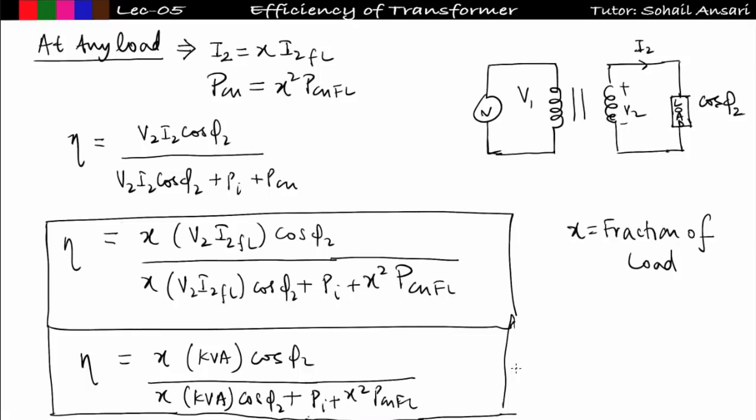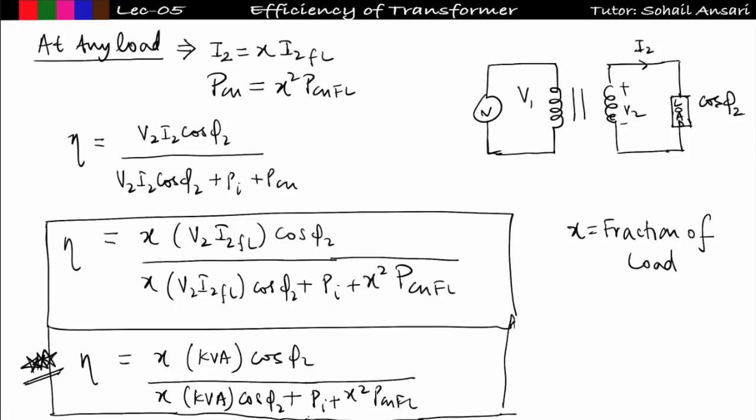I will solve some problems that have been asked in previous year GATE exams. Then you can easily understand why I am writing the mathematical formula of efficiency in terms of kVA and x. Got it? So this formula you have to keep in mind. This is very important. You only need to know at what percentage of load the transformer is working. Suppose the transformer is working at half load, put x is equal to 1 by 2. Rating of transformer is given, suppose 10 kVA, so 1 by 2 into 10 into cos phi 2 is given, and you can easily calculate.